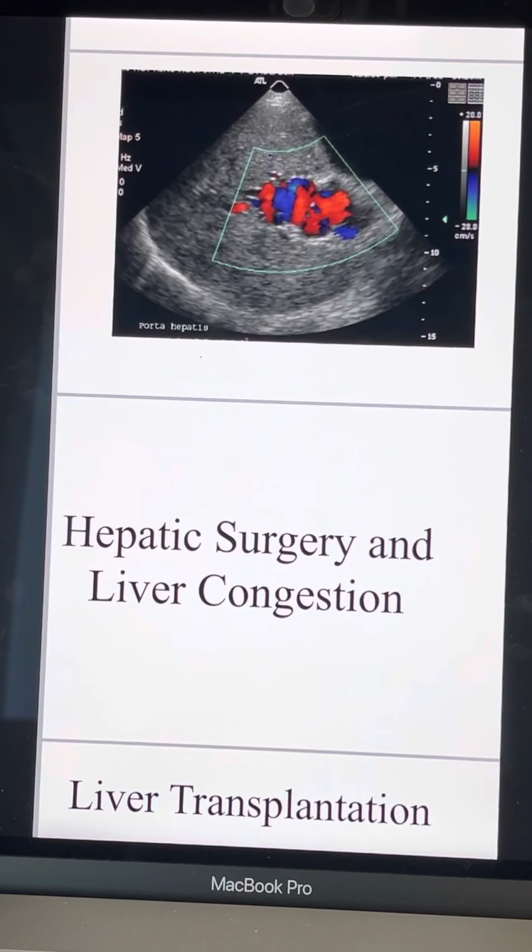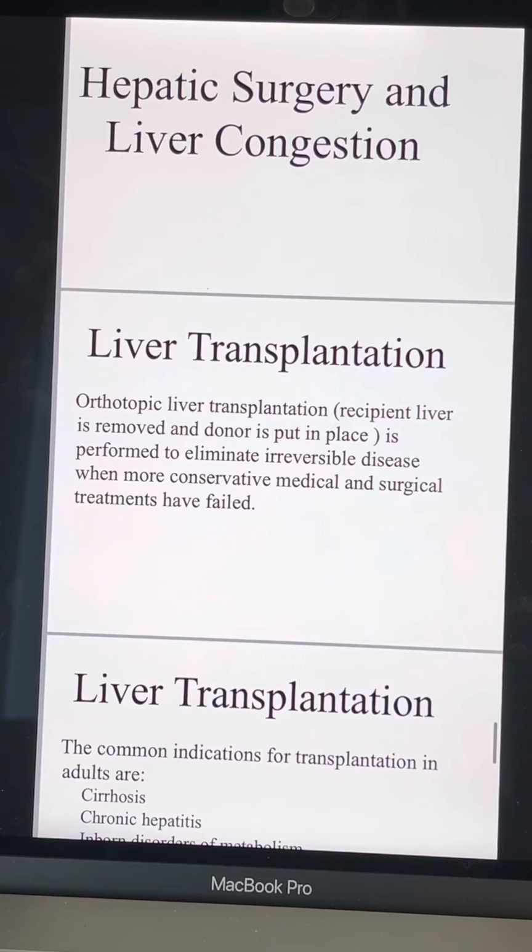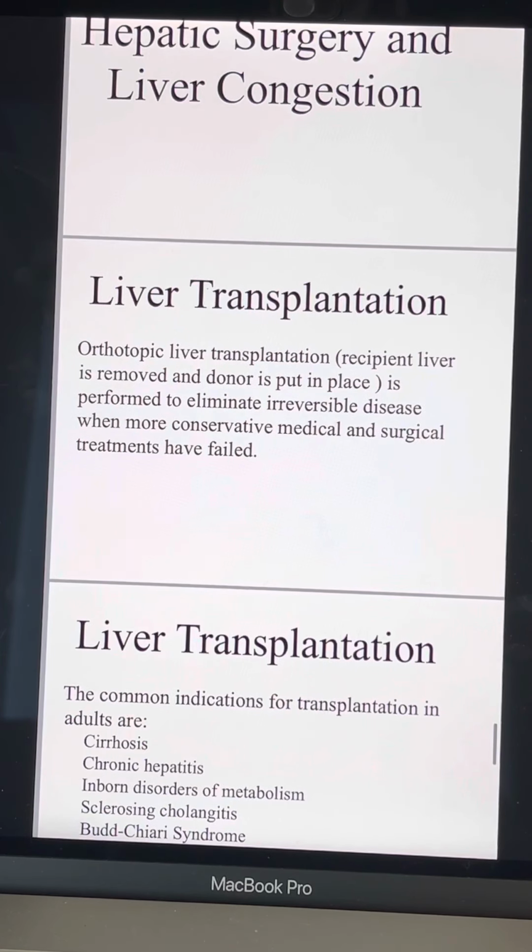The next part is hepatic surgery and liver congestion. So we will start talking about liver transplantation. Liver transplantation is a common procedure nowadays. Orthotopic liver transplantation: the recipient liver is removed and the donor's liver is put in.